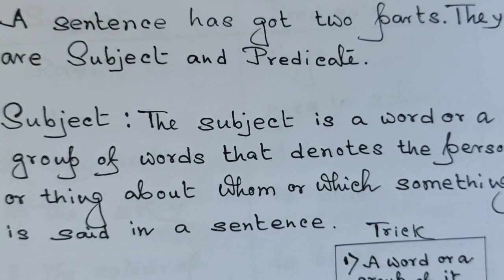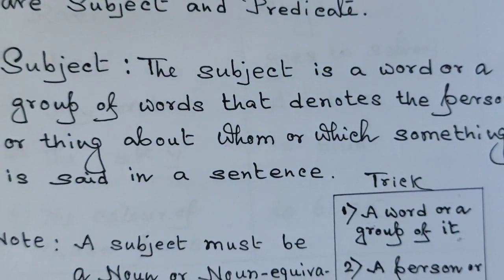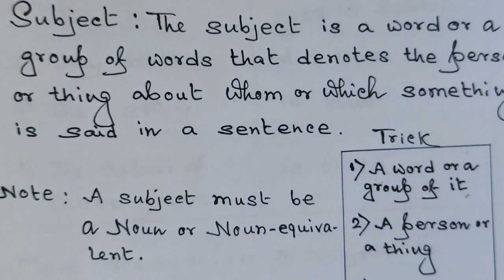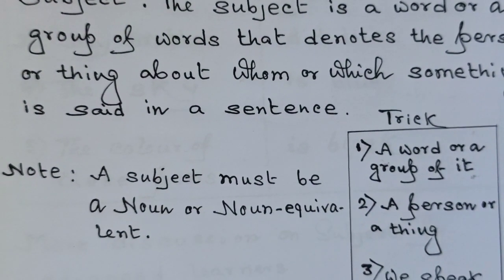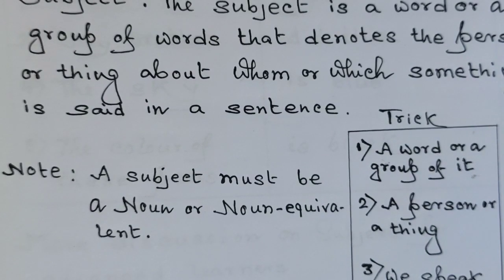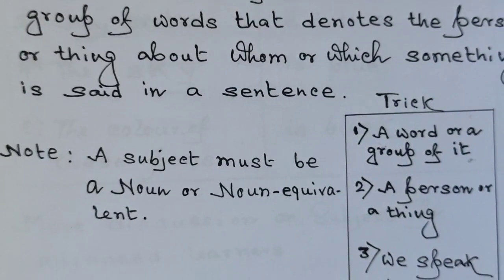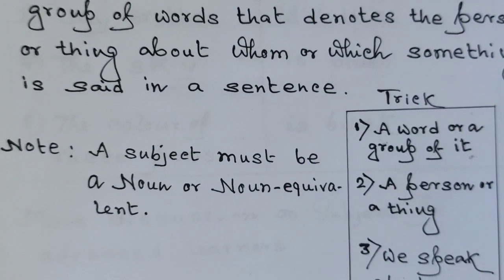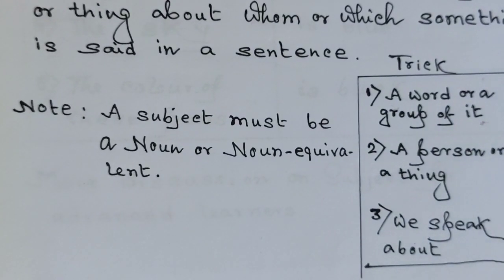Now, doesn't it seem a little bit confusing? Okay, I'll make the confusion clear by looking at the trick I have written for you. Just have a look. There are 3 points. The first one goes a word or a group of words. That means a subject is a word or a group of words. The second point is that it's a person or a thing. The third point is the most important point, and that is we speak about. That means we speak about a thing in a sentence or we speak about a person in a sentence. And the person we talk about or the thing we talk about is the subject.